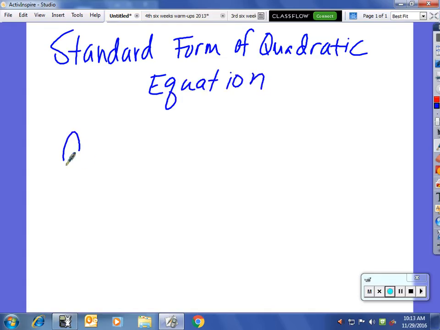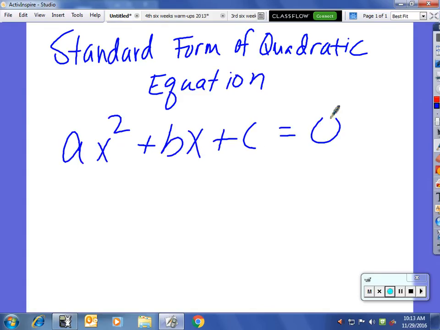Standard form is when it's in the form of ax squared plus bx plus c equals 0. Standard form means everything's on one side and the other side is 0, and you have it all in order. You've got your x squared term first, your x term in the middle, and your constant at the end. These were already set up for you like that yesterday.